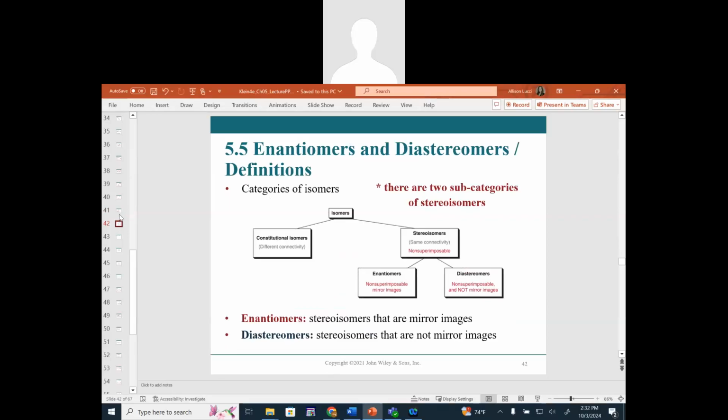So we'll take a look at some more definitions and some more terminologies from this chapter in section 5.5.